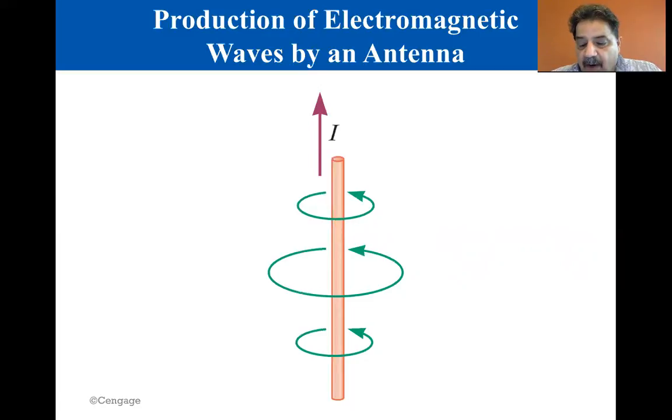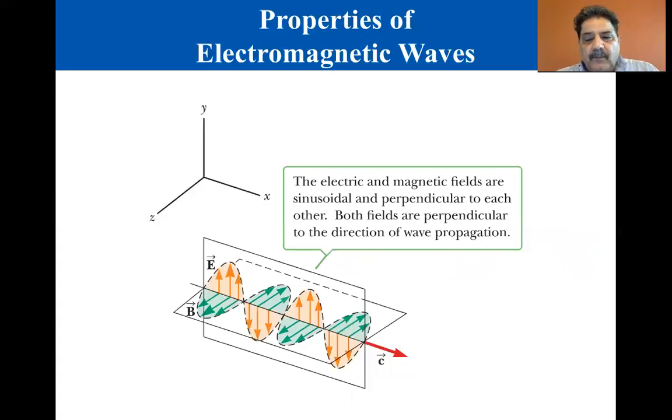Okay, we're going to continue on with properties of electromagnetic waves. These induced electric and magnetic fields are in phase at any point. At any point, the two fields reach their maximum values at the same instant. This synchrony is shown at one instant in time in the figure. Notice that the E and B fields are perpendicular to each other, and both fields are perpendicular to the direction of motion of the wave.